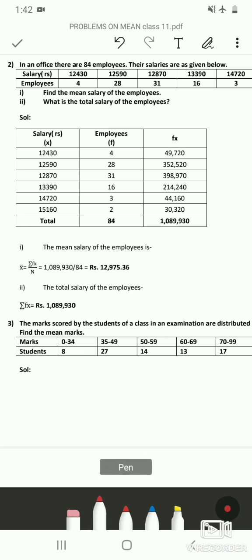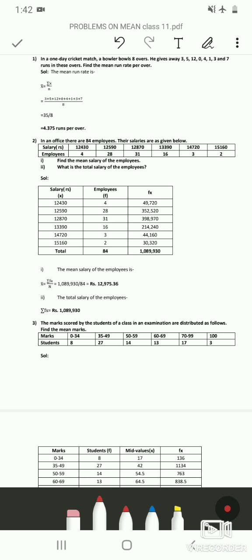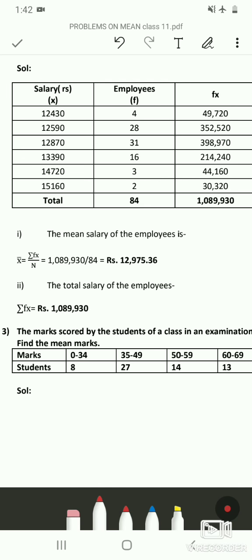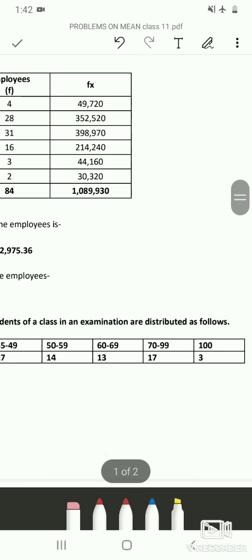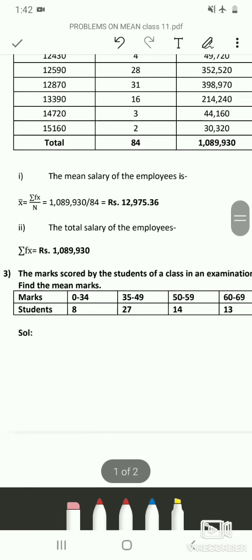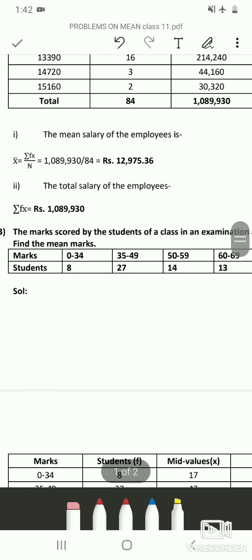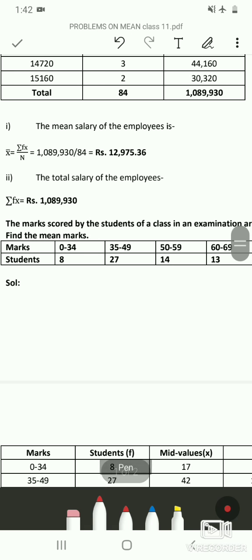So the next question is for the continuous case, and the question is, the marks scored by the students of a class in an examination are distributed as follows. Find the mean marks. So the marks are 0 to 34, and the number of students who have scored 0 to 34 marks are 8. So students as a frequency, and the next class interval is 35 to 49, and number of students are 27.